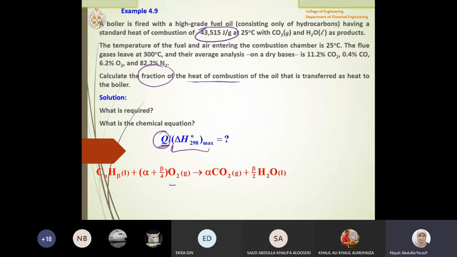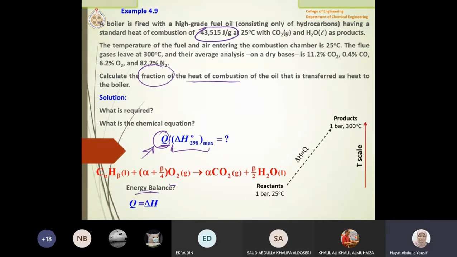The idea is similar to the previous examples, but now I will not only find the Q, I will divide the Q over delta H naught 298, which is already given in the question. So let me show you how we can deal with it. With regard to the energy balance, you need to find the Q. Q is equal to delta H because they did not mention anything related to a change in pressure. I don't know whether it's an open or closed system, but whether it's open or closed, as long as the pressure is not changing, Q will be equal to delta H, as simple as this.